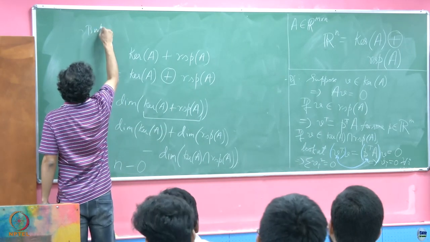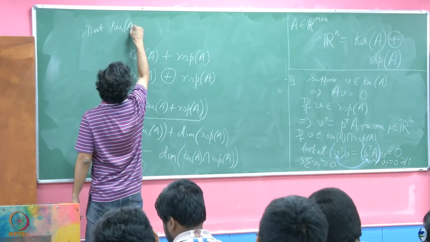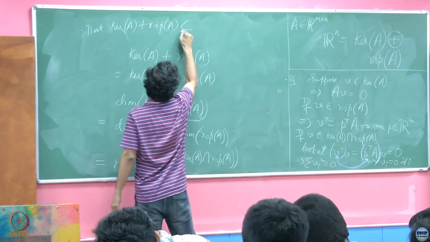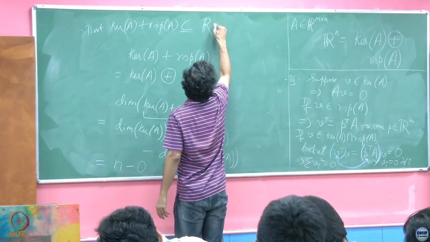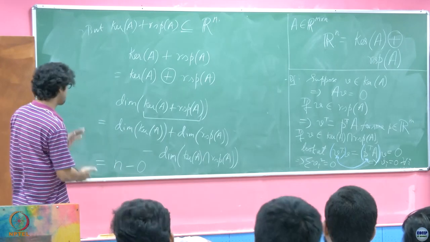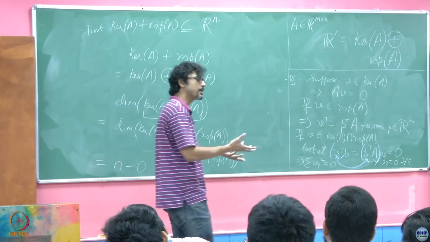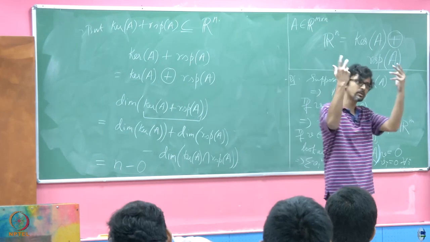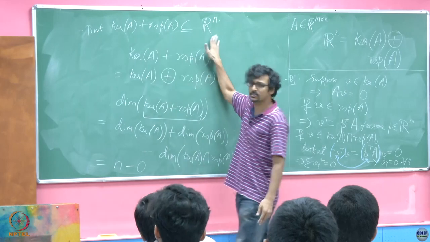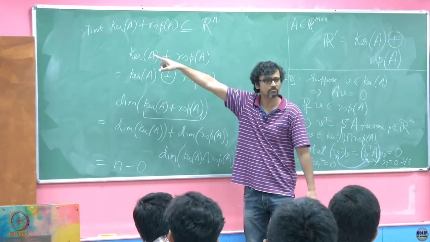But kernel A plus row span A is contained inside Rn. Now I have this peculiar situation where I have a subspace whose dimension is exactly equal to the vector space inside which it is lying. So therefore, can this be anything other than the vector space? Do I need to show the inclusion?